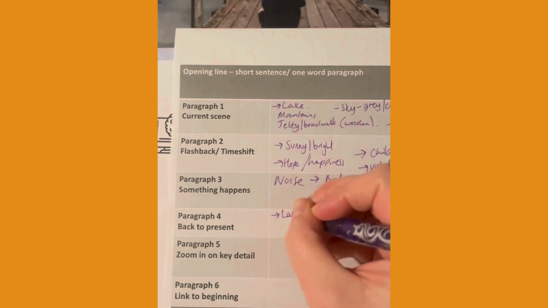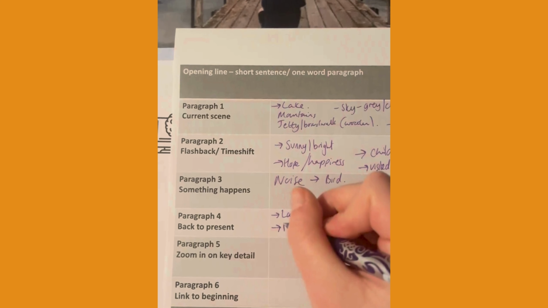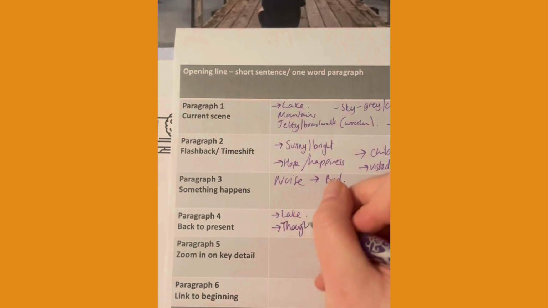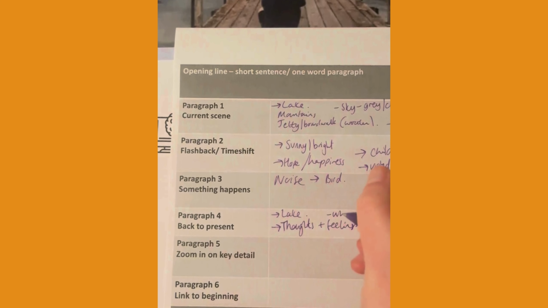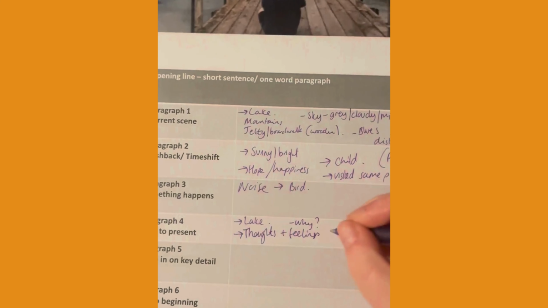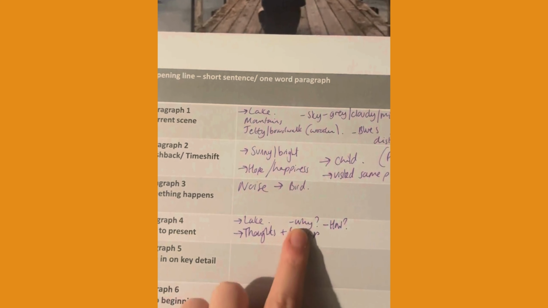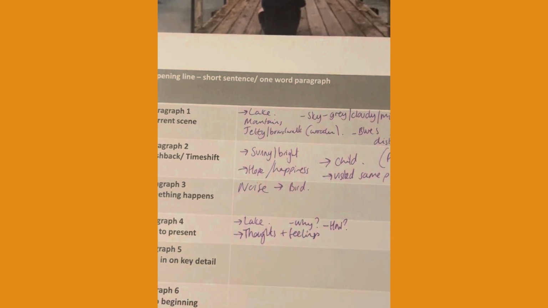So we're back at the lake. And here what we want is lots of thoughts and feelings. Thinking about areas like, why are they there? Okay, how have they got there? So is there a reason why they're there? Obviously that's your why. But has it been a journey to get there? Are they there for a particular reason? How have they got there in terms of their life?